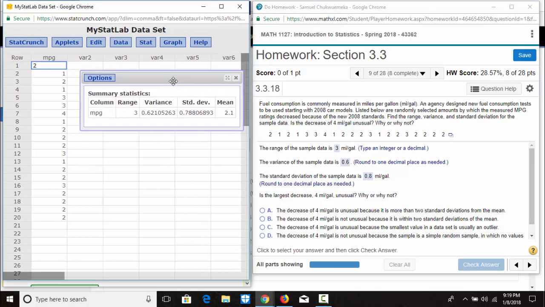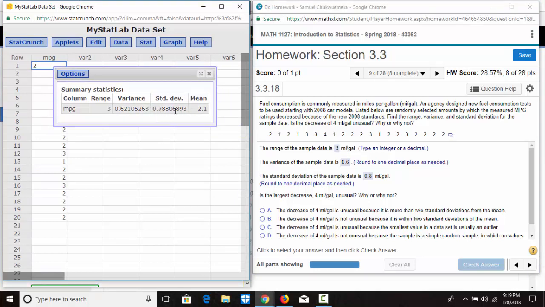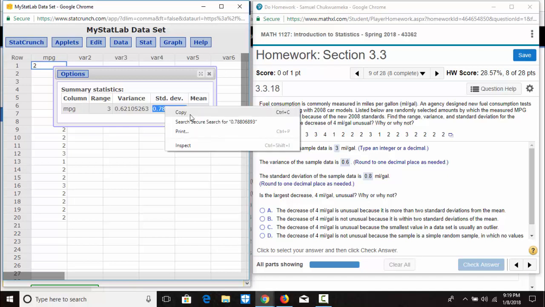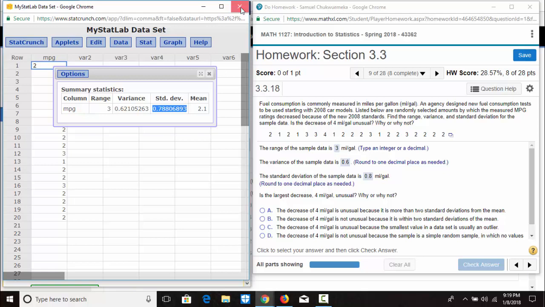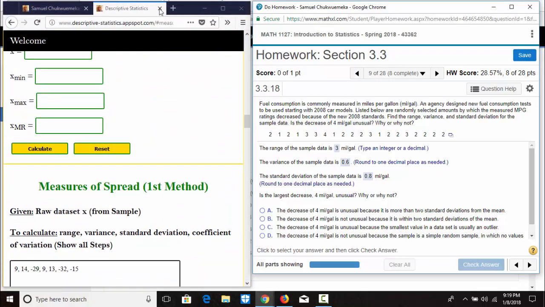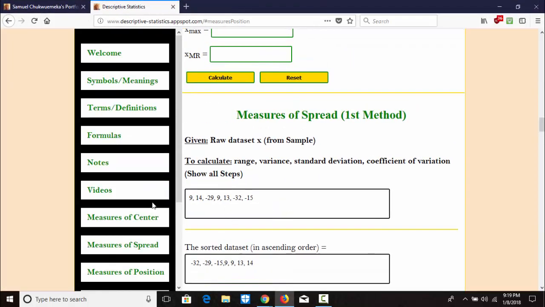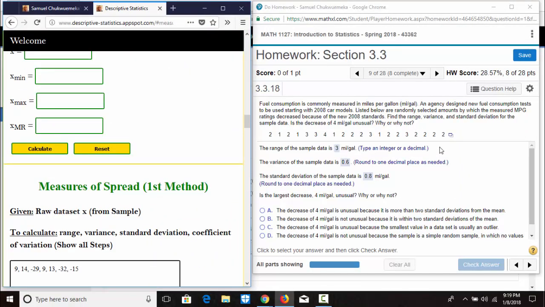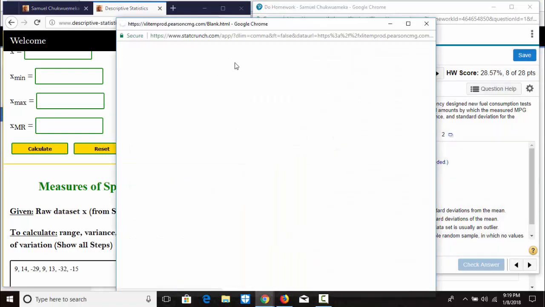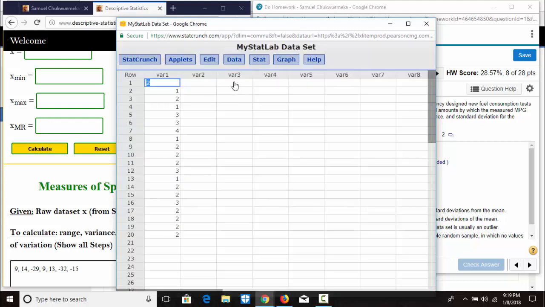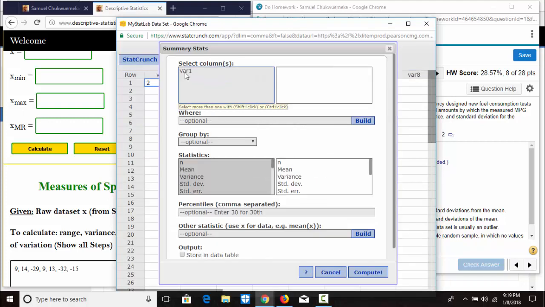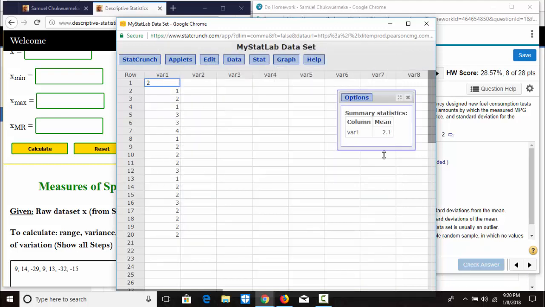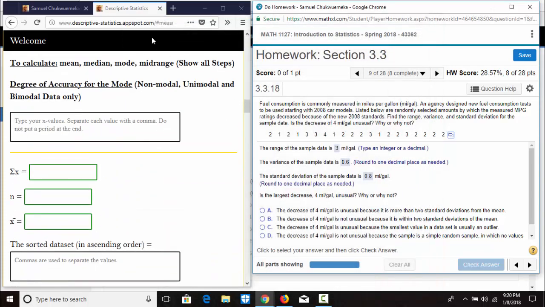this standard deviation, I don't want to round it. So I'm going to minimize this first. Let me see if I can copy it. Okay, I copy this. Now let me close this. I will get to my calculator. Now what was the mean? The mean was what again? Before I closed it, I should have got the mean. Let me just go here and get the mean. Summary stats, columns. Mean is 2.1.